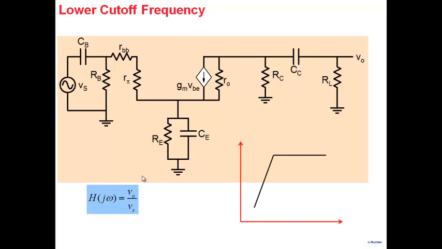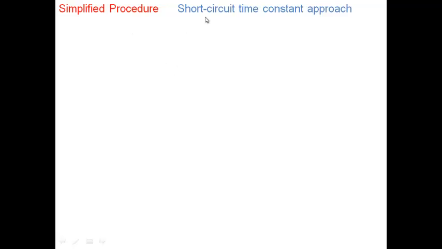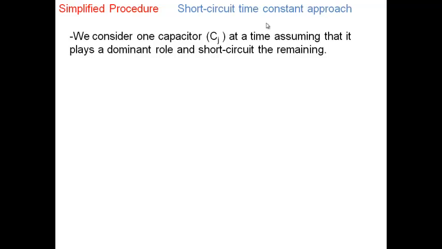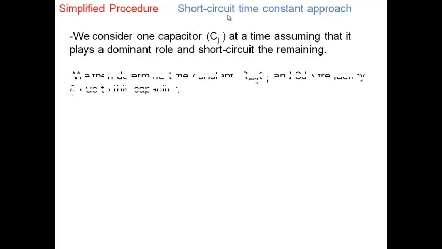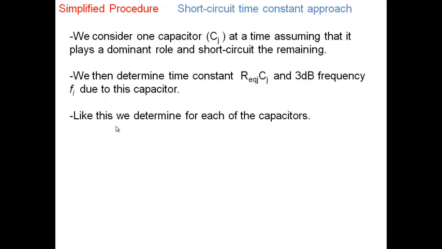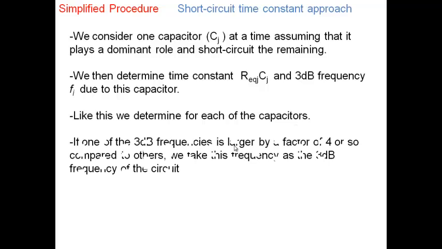So our procedure is as follows here. It's called the short circuit time constant approach. The idea is as follows. We consider one capacitor at a time, assuming that it plays a dominant role, and short circuit the remaining. Okay. Remember, this procedure is for finding the lower cutoff frequency only. Okay. So we do that. We then determine the time constant R equivalent Cj and the 3 dB frequency Fj due to that capacitor. Okay. Like this, we determine it for each of the capacitors.